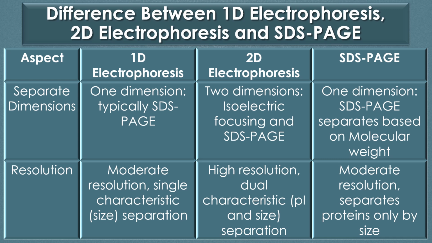Next, the resolution. The resolution of 1D electrophoresis is moderate and it is a single characteristic separation based on size. And the resolution of two-dimensional electrophoresis is high and it exhibits dual characteristics like isoelectric pH and size-based separations. In SDS-PAGE, the resolution is moderate and separates the proteins only by size.